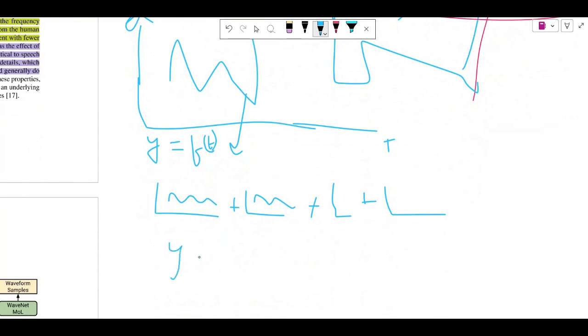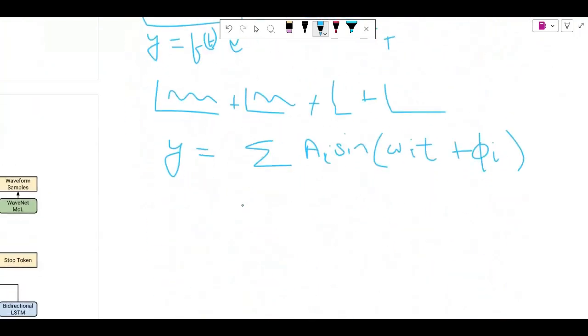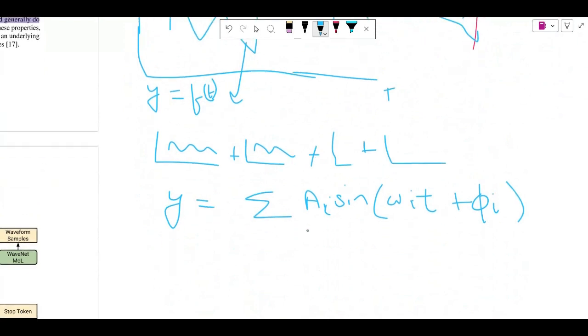You can instead represent this as a combination of some weight times a very simple wave of the form sine of omega_i t plus phi_i. So basically you can represent an arbitrarily complex function or wave as a sum of constituent simpler sinusoidal waves with different frequencies, amplitudes, and phase.